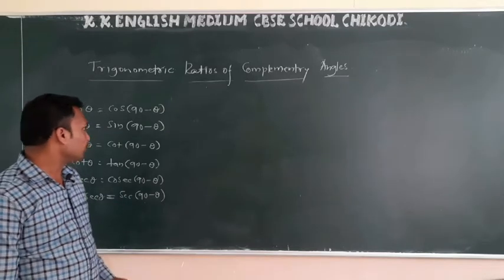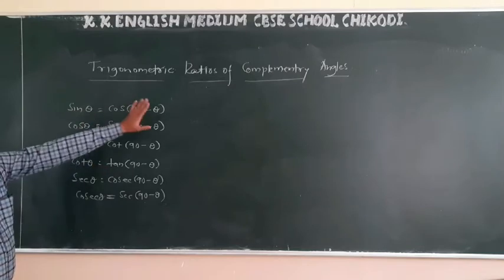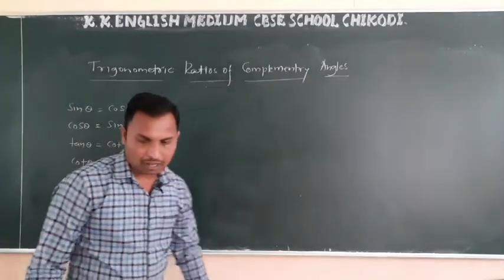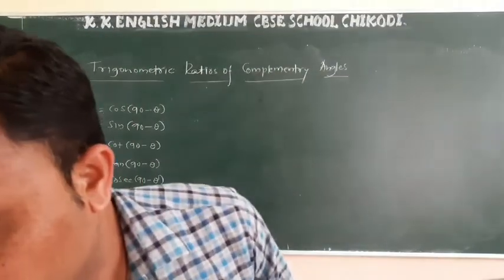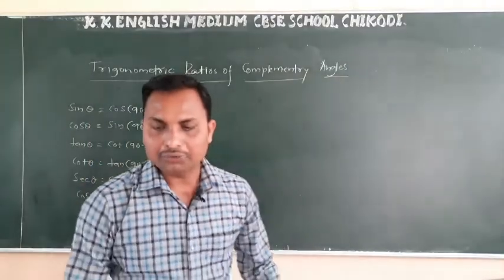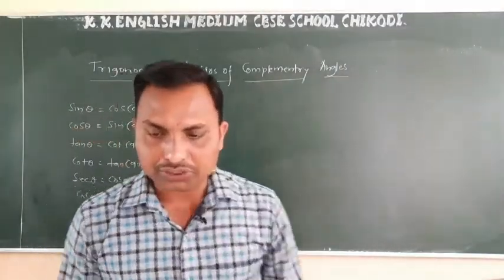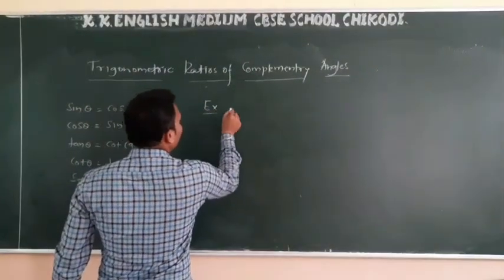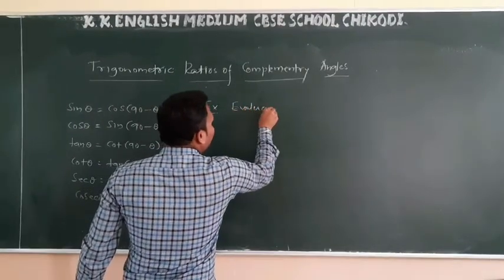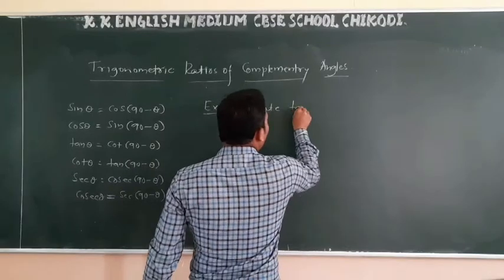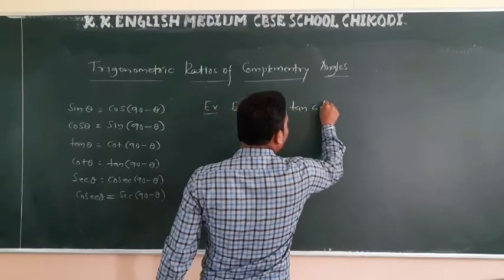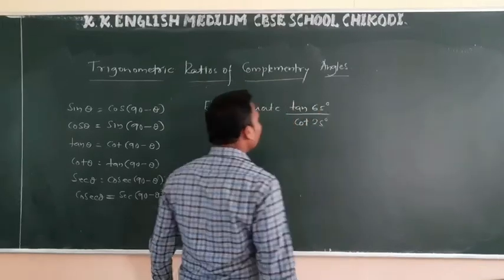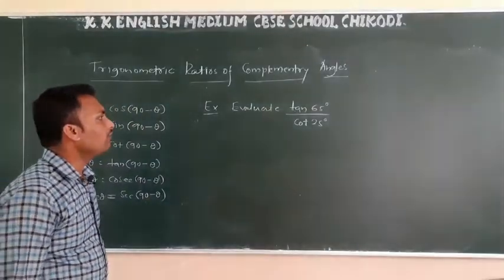Okay, I hope you understood. These are the trigonometric ratios of complementary angles. By using this we will solve an example. Let me take the example: evaluate tan of 65 degrees divided by cot of 25 degrees. Okay, so this we need to evaluate here.